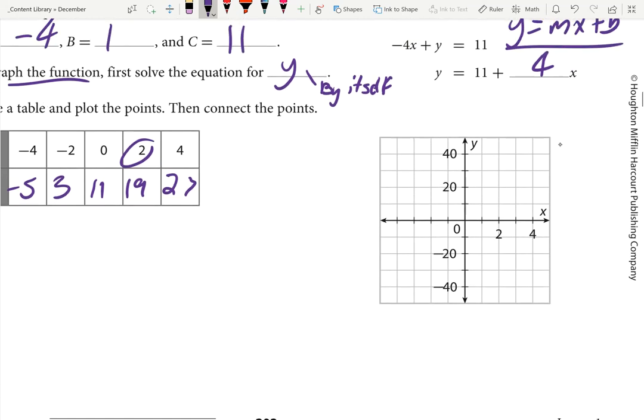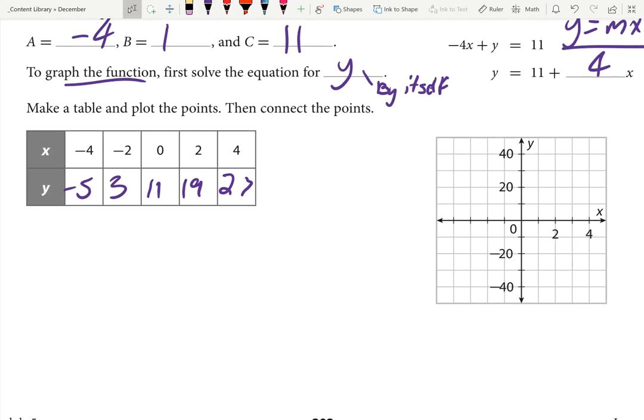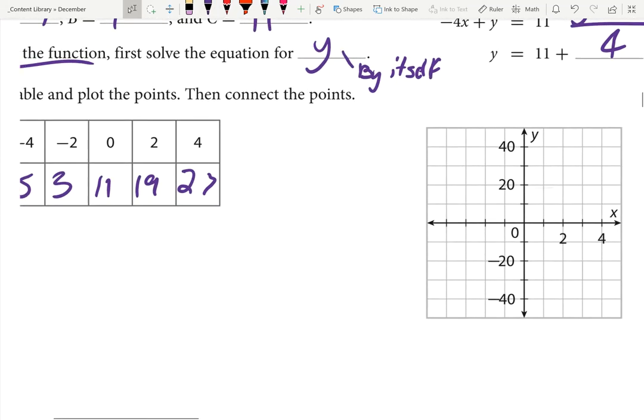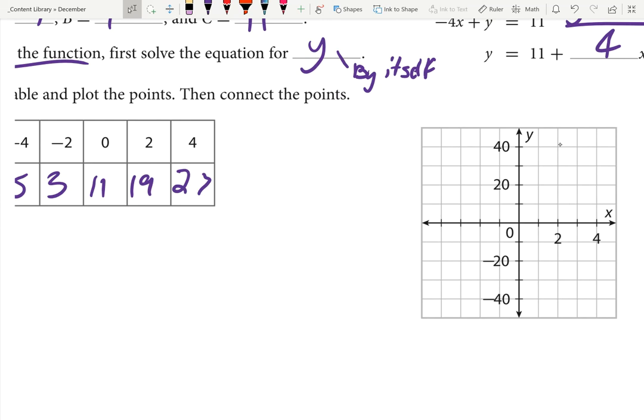So now we're just graphing these points. This graph's kind of tricky to use because it's scaled weird. You'll notice that here we're going by 1. So this would be 1, 2, 3, 4, which means this must be negative 1, negative 2, negative 3, negative 4. So my first point is to graph negative 4, negative 5.